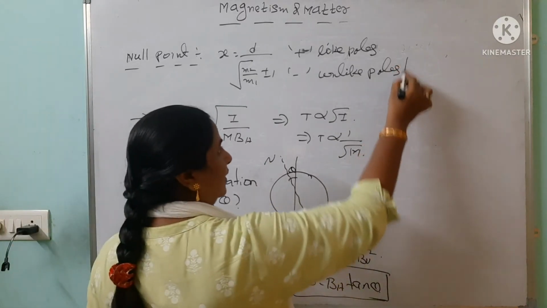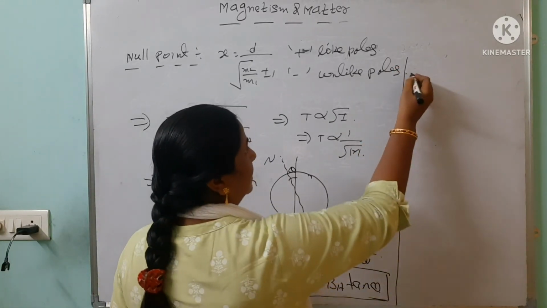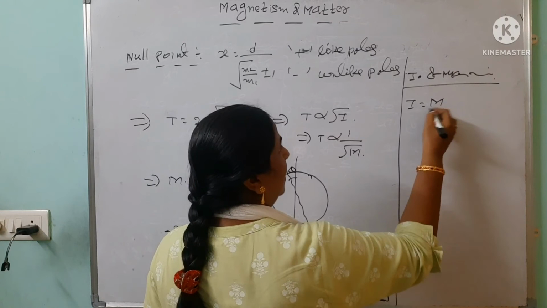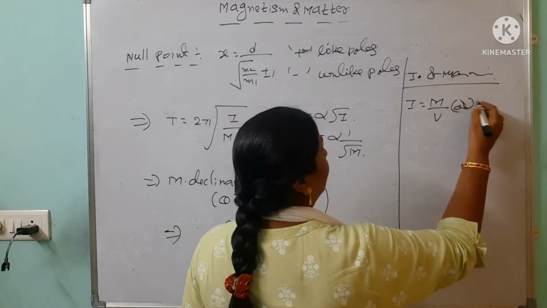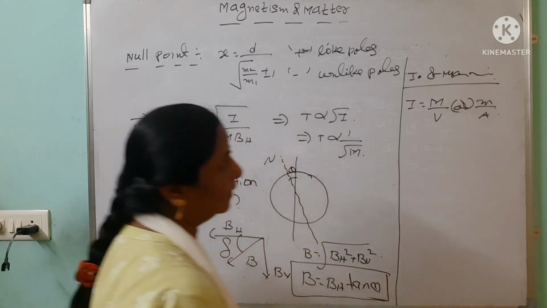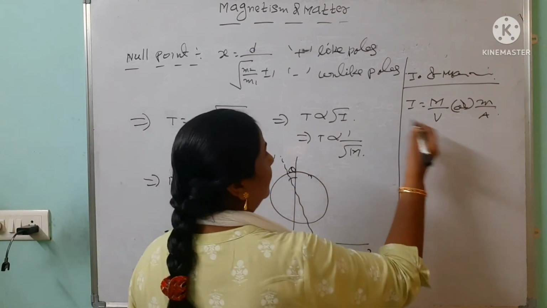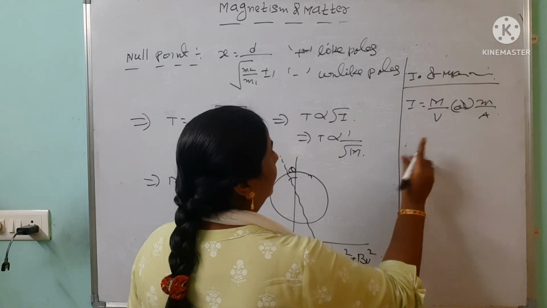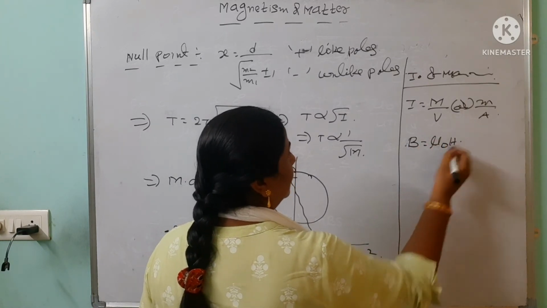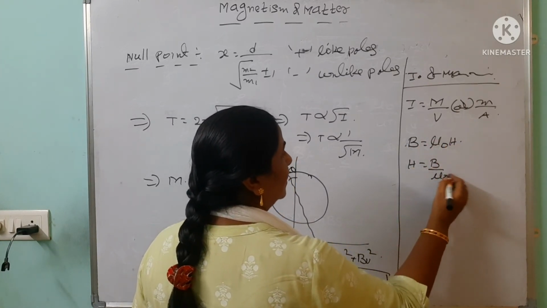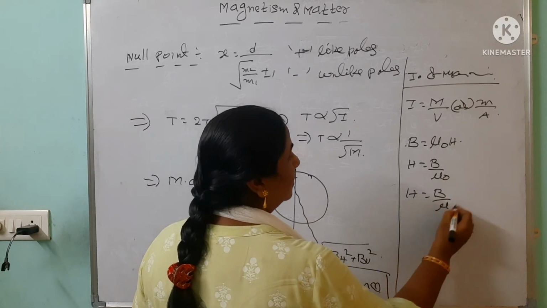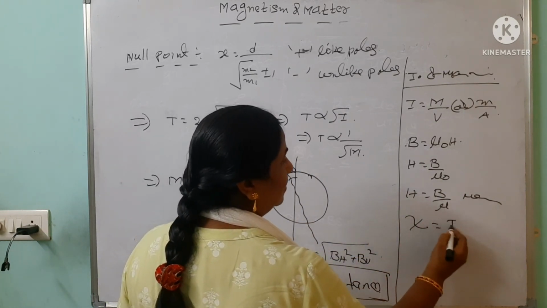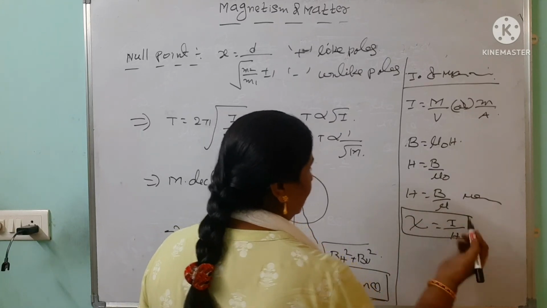The next one is, what is the intensity of magnetization? Intensity of magnetization, I equals, two formulas are there: magnetic moment per unit volume or magnetic pole strength per unit area. Any formula you can take. Then magnetizing field or intensity of magnetizing field, H: B equals mu naught into H. Then H equals B by mu naught for free space and H equals B by mu for a medium. When you know this, we can find the magnetic susceptibility chi equals I by H. This is the formula for that.